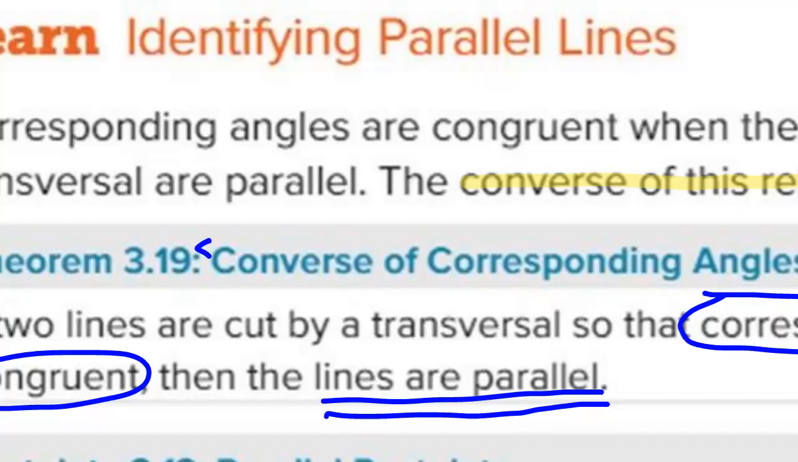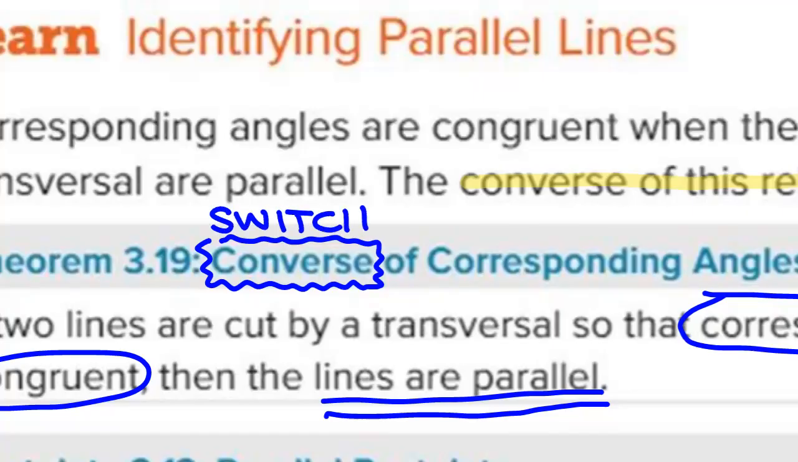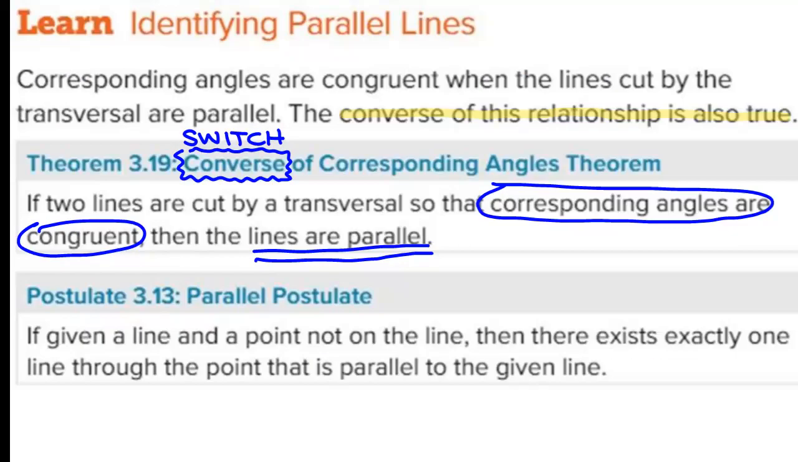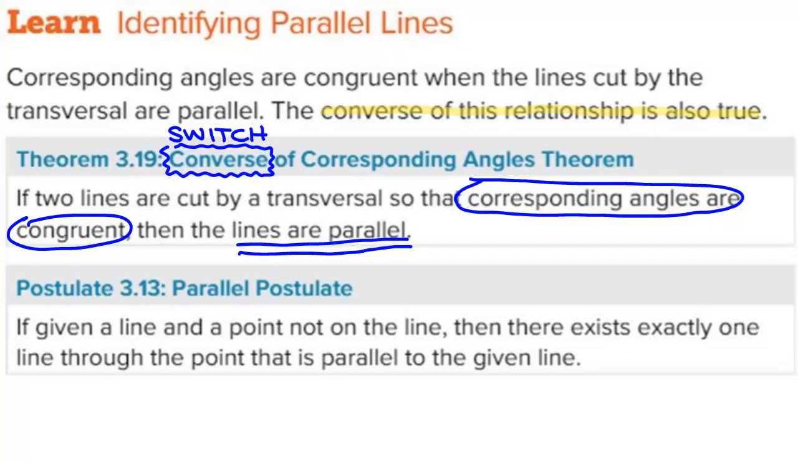Remember that word converse that we had from the last module? It means we switch things around. The corresponding angles theorem said if my lines are parallel, then corresponding angles are congruent. This is the switch of that. If corresponding angles are congruent, then the lines are parallel.